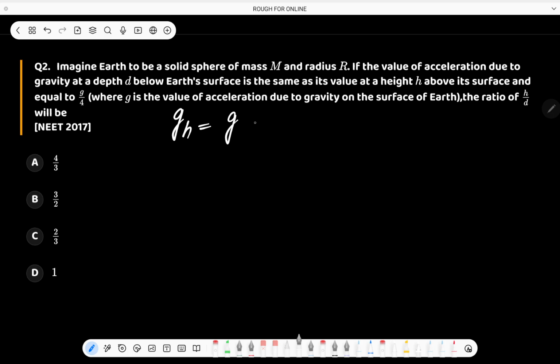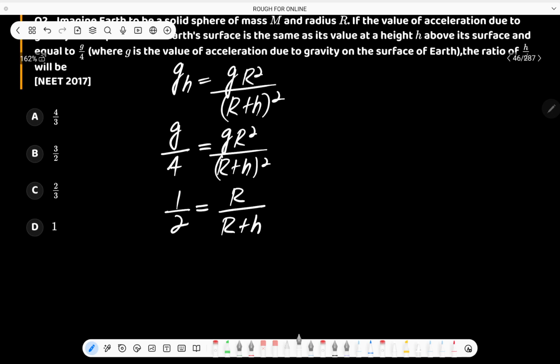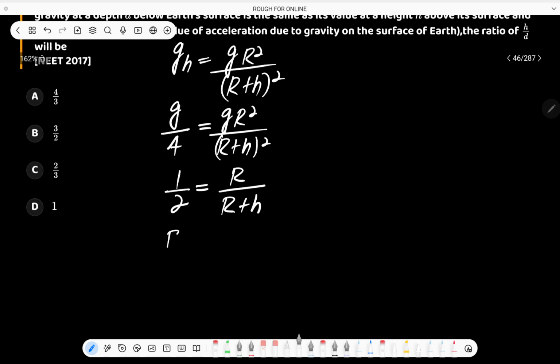g_h is equal to g multiplied by R square divided by R plus h whole square, isn't it? Now what's the value of g_h that is given to you? That is g divided by 4 is equal to g R square divided by R plus h whole square, isn't it? This g and g will cancel, take root on both sides. This will be something like 1 by 2 equals R divided by R plus h. From here we can easily calculate the value of h.